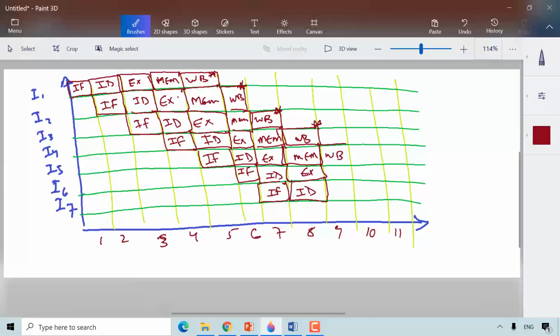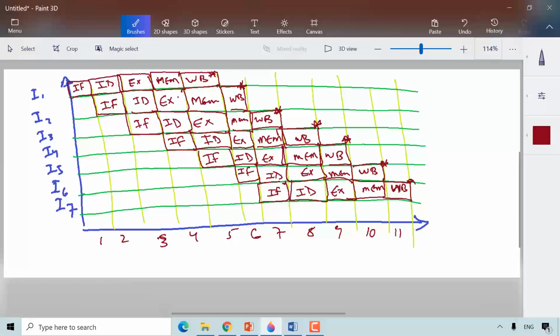And now in the ninth cycle, I have the write back stage for instruction 5, the MEM stage for instruction 6, and the EX stage for the 7th instruction. So instruction 5 has completed. Instruction 6 goes to the write back stage in the 10th cycle, which makes it complete here. And the MEM stage for the 7th instruction in the 10th cycle, and in the 11th cycle, the write back stage for the 7th instruction.